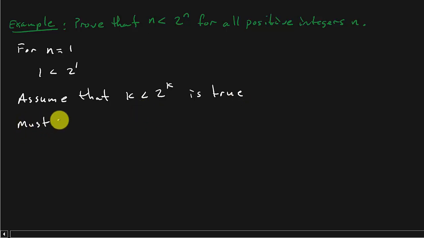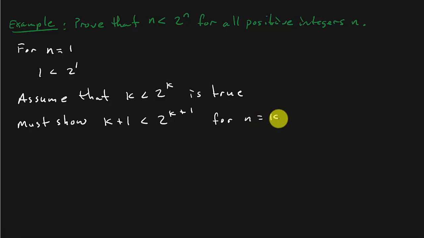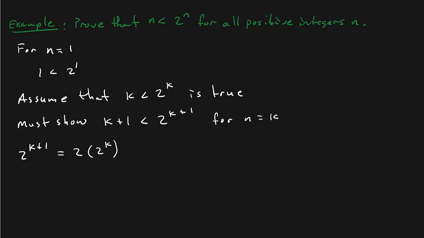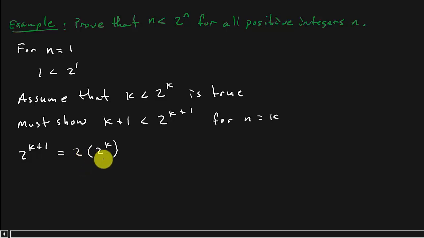And now we must show that k plus 1 is less than 2 to the k plus 1 for n equal k. So how do we go about proving this? Well, we've got 2 to the k plus 1 is equal to what? That's equal to 2 times 2 to the k. All I did, remember, when you have like bases and you multiply, you add the exponent. So 2 to the 1 times 2 to the k, well, that's 2 to the k plus 1. I just broke this up into 2 times 2 to the k.